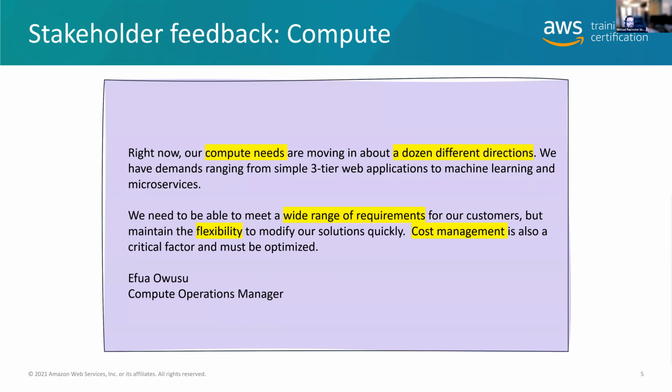Okay, so here's the needs. Our compute needs are moving in about a dozen different directions. And I know that none of you have ever gone in a dozen different directions for your projects at the same time. They're basically wanting to figure out a wide range of requirements, and they got to have some flexibility with their EC2 virtual machines, and they must do some cost management, right? Because if we had infinite amounts of money, we would over-engineer the junk out of everything. But unfortunately, companies are in this weird little thing called making money, so you can't spend all their money doing the simplest things.